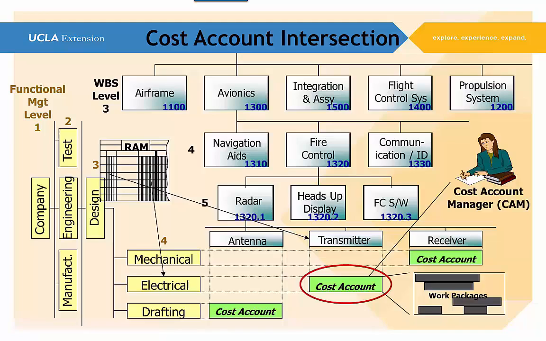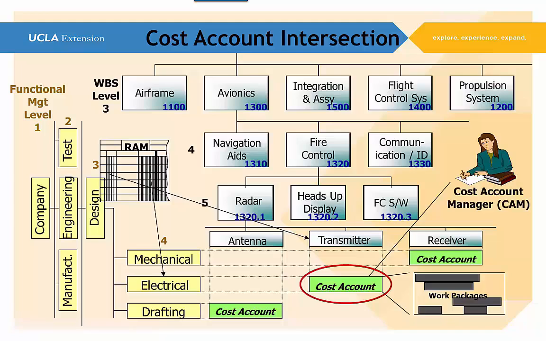What we can do is take the various departments, and in this case we're looking at the engineering organization, the design department, and particularly the electrical design department, and we're going to assign the electrical design department to the transmitter work and all the tasks for the transmitter. And we generate that and put that into a cost account, and that has the work packages and tasks in it. The electrical design department is going to be tasked to do the work which relates to the transmitter, which with the antenna and the receiver will make up the radar at level 5.